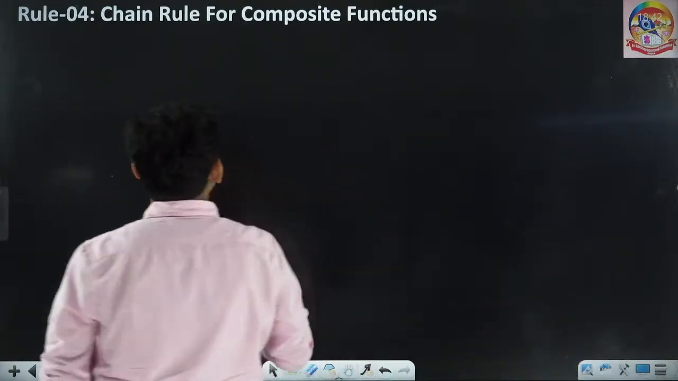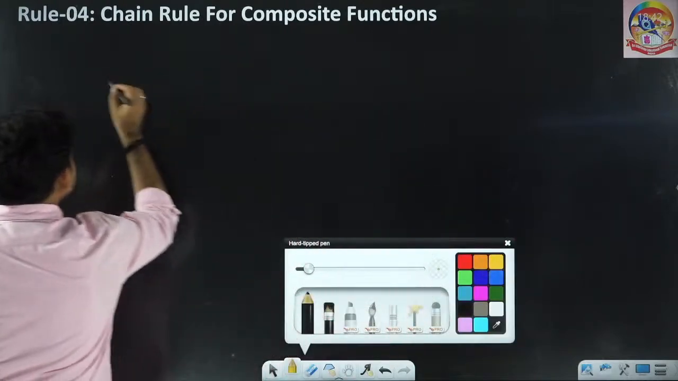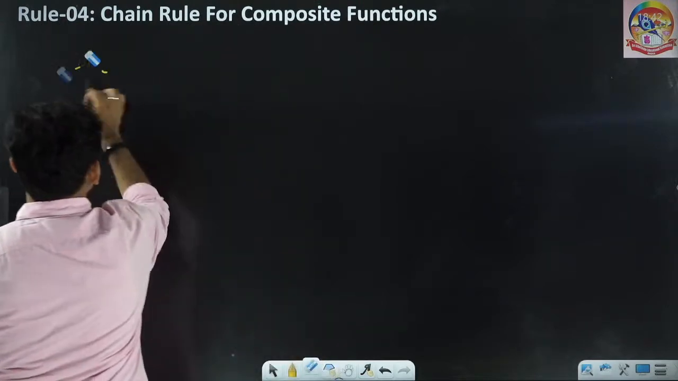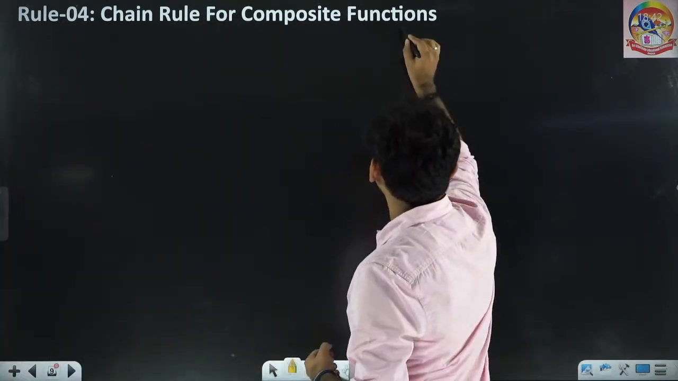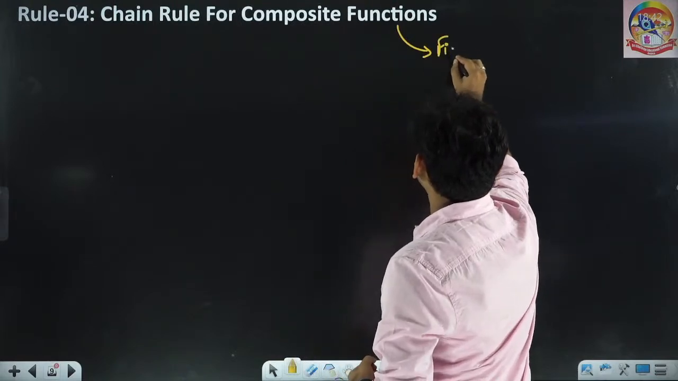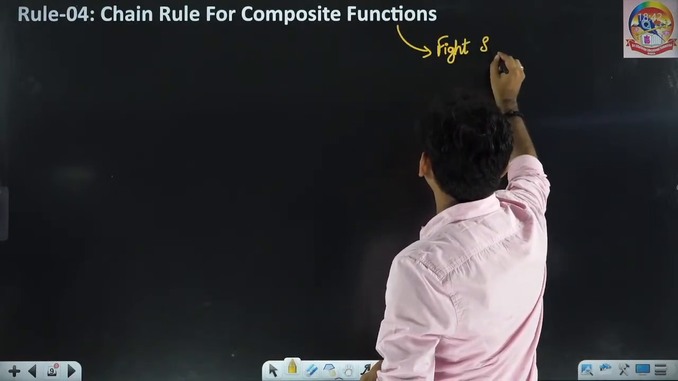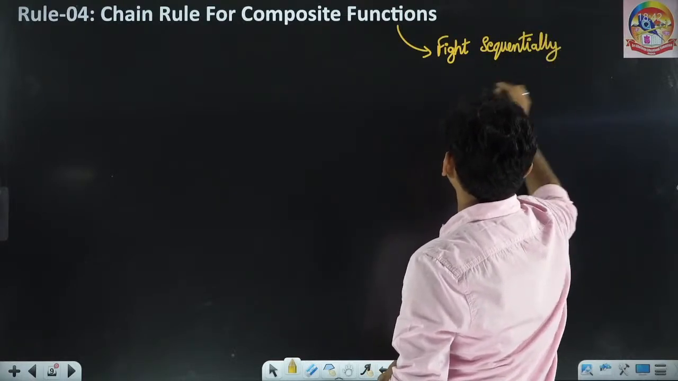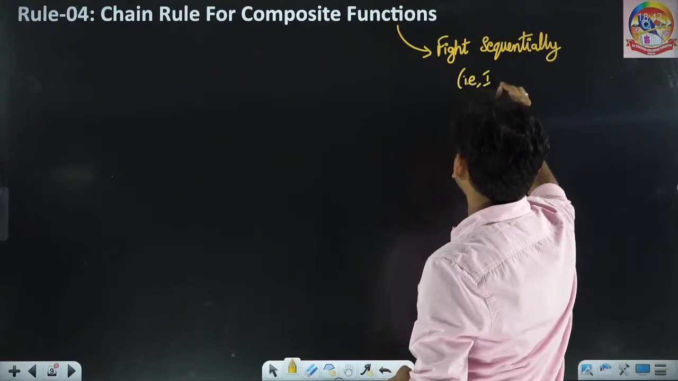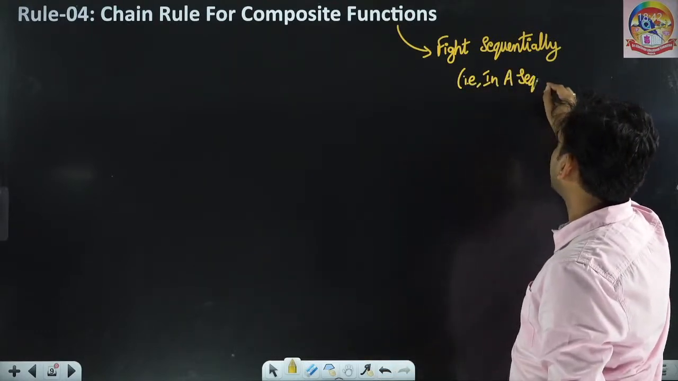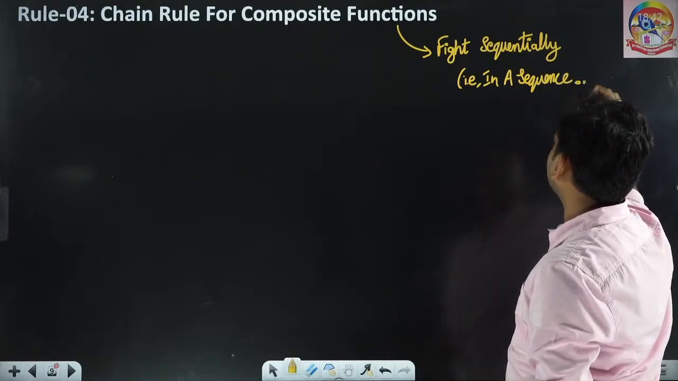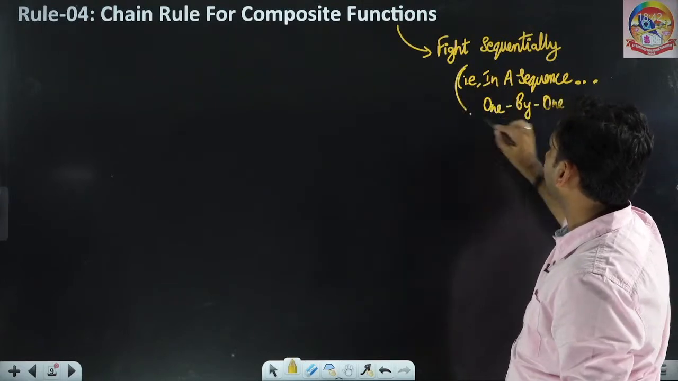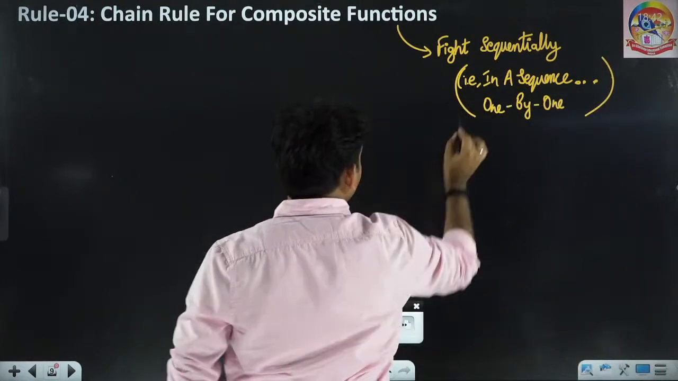Let's start with the chain rule for composite functions. Chain rule is: fight sequentially. Sequentially means in a sequence, one by one from the outermost.